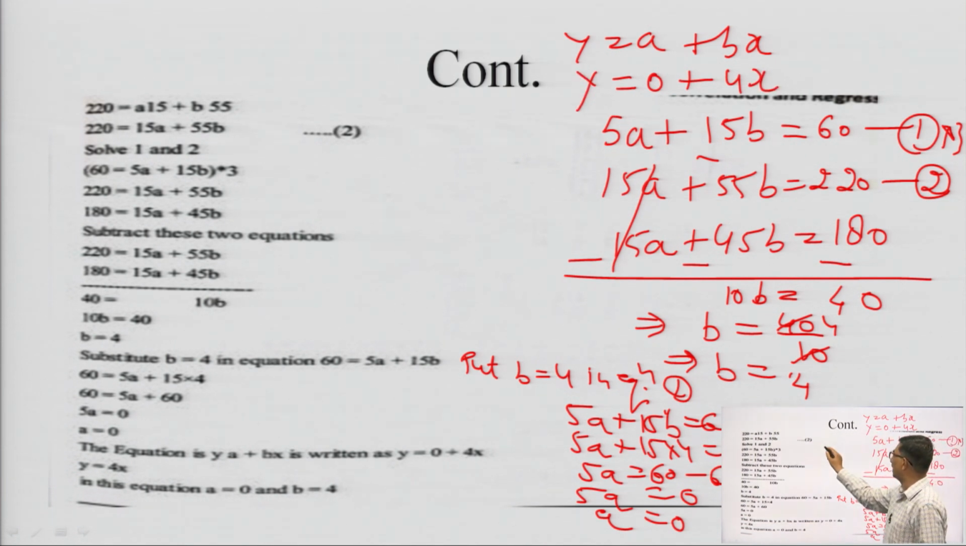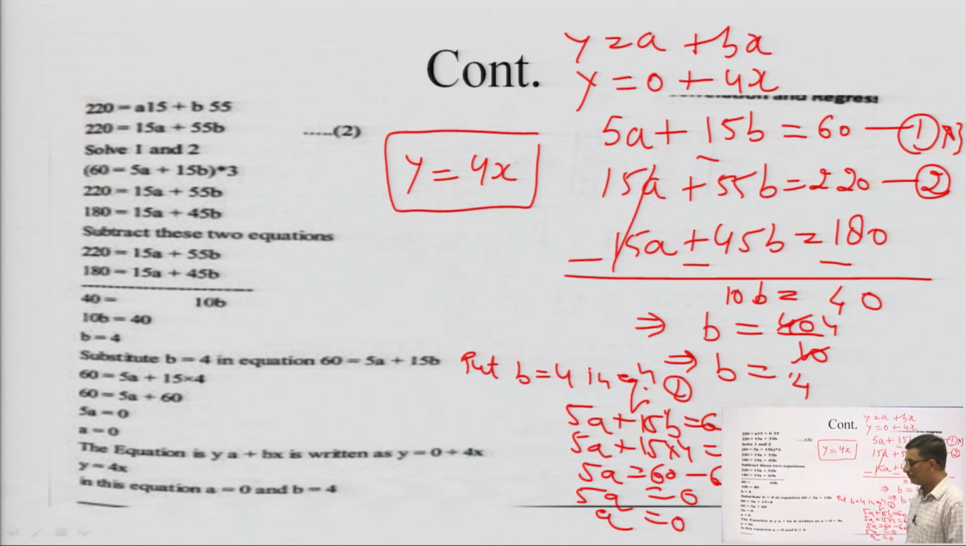You can also write it as y equal to 4x. This is our required regression equation, y equal to 4x, and here the value of a is 0 and the value of b is 4. So we find the regression equation like this.